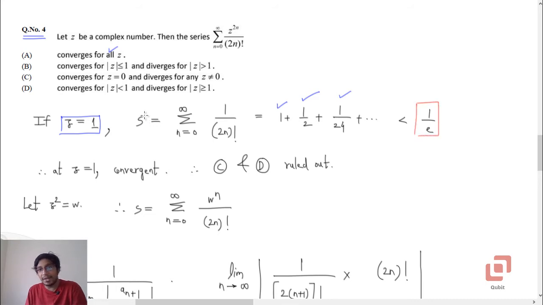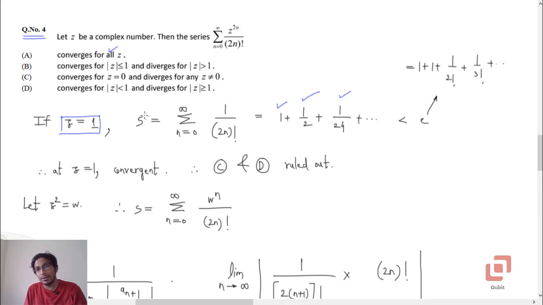Why? Because e is given by 1 plus... Okay, sorry, my mistake. It should have been e, not 1 upon e. Because e is equal to 1 plus 1 plus 1 upon 2 factorial plus 1 upon 3 factorial and so on.